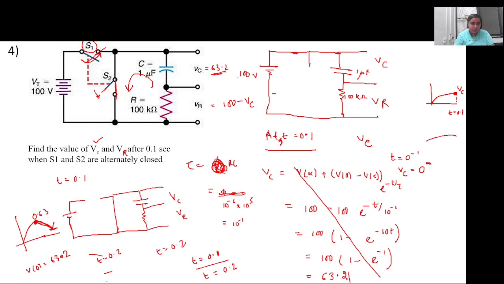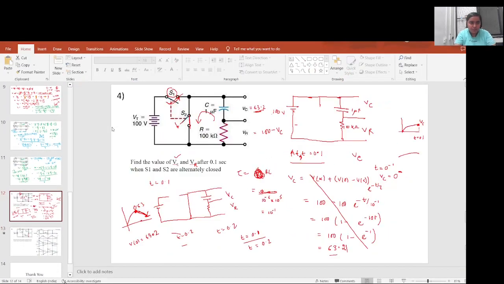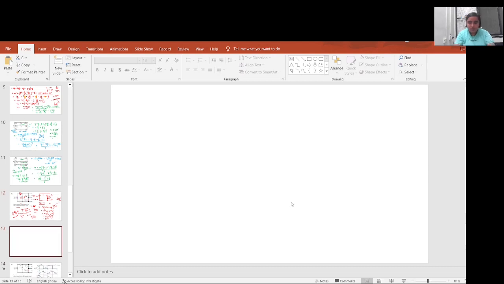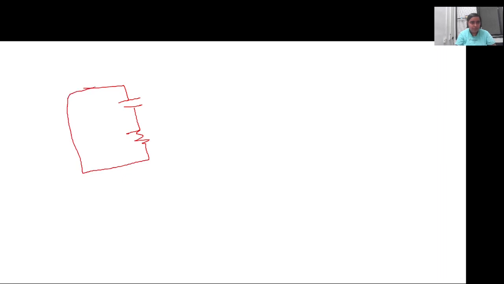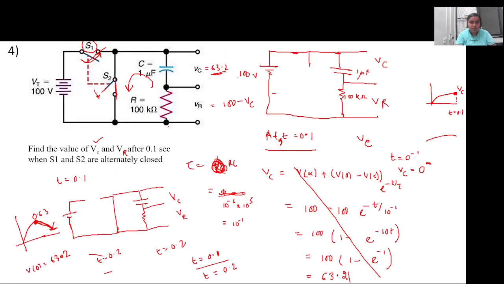I see. Okay. So now when it is getting discharged, let me use a fresh diagram. From t equal to 0.1 to t equal to 0.2, 63.2 volt is there, with some resistance 100 kilo ohm.